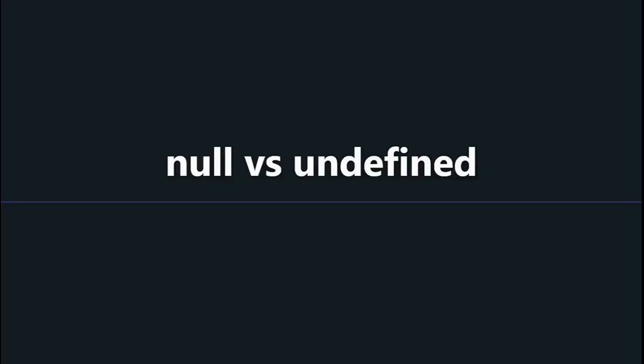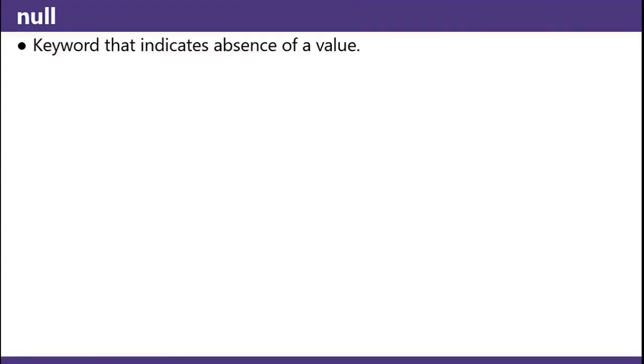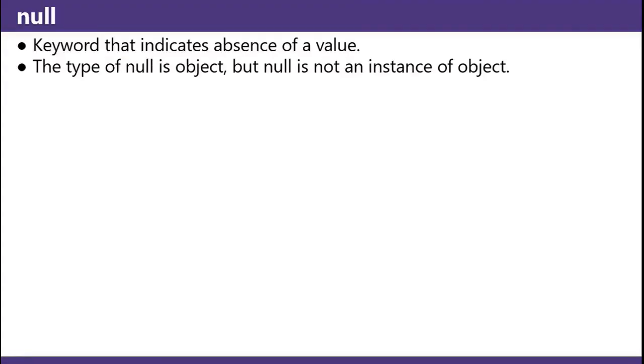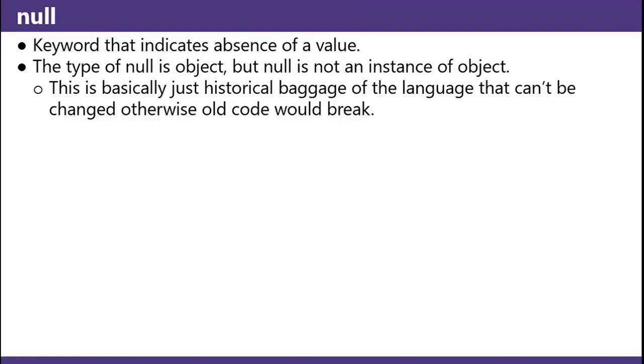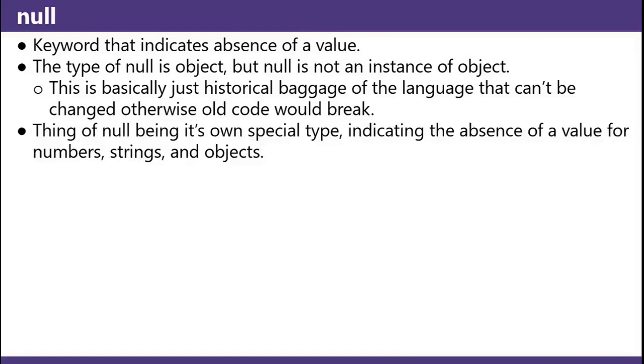Null versus undefined. Null is a keyword that indicates the absence of value. The type of null is object, but null is not an instance of object. This is basically just historical baggage of the language that can't be changed, otherwise old code would break. Think of null as its own special type, indicating the absence of a value for numbers, strings, and objects.